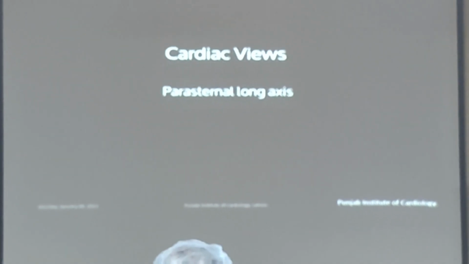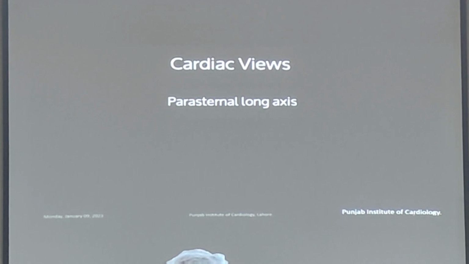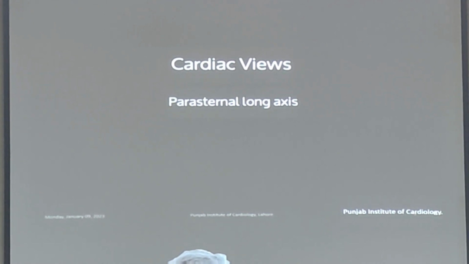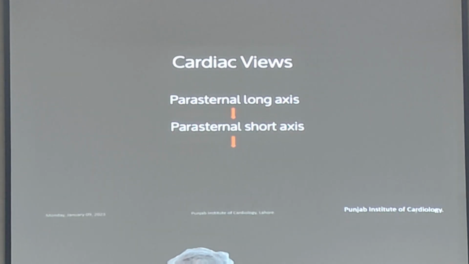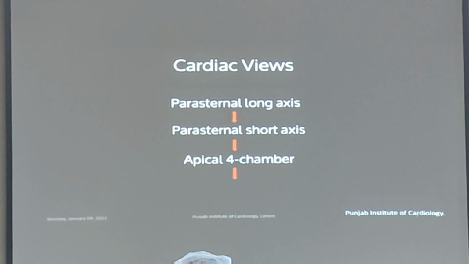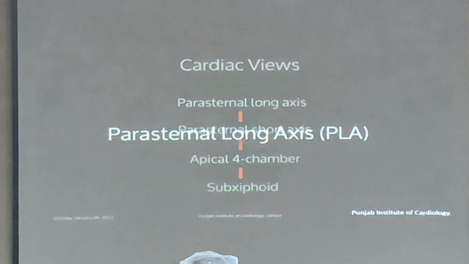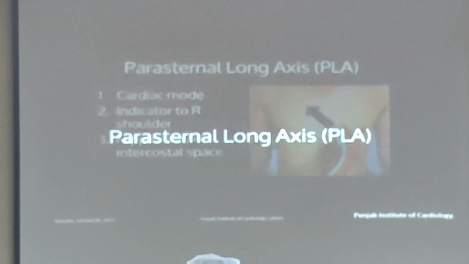So we have a sequence, and this sequence is very useful. We start the echocardiography from the parasternal long axis, then we rotate our probe toward the parasternal short axis, and then we change the probe going toward the apical 4-chamber, and then the subxiphoid. So first of all, the parasternal long axis view is made.